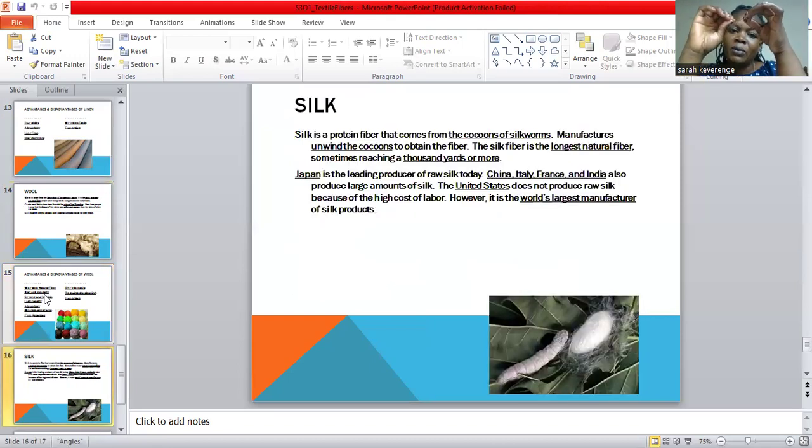Now when you look at silk, silk is a protein fiber that comes from the cocoons of silkworms. Manufacturers unwind the cocoons to obtain the fiber. The silk fiber is the longest natural fiber, sometimes reaching 1,000 yards or more. How realistic is that? Japan is the leading producer of silk. China and France also produce silk. You can see the silk cocoon; those animals live in cocoons, and the silk is produced from there.